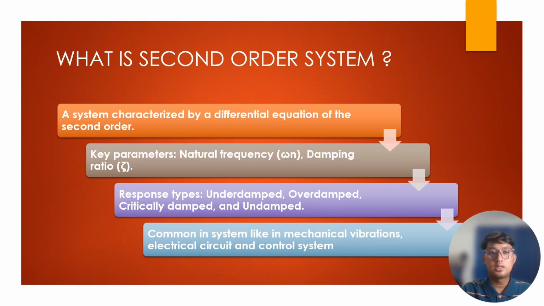So what is a second order system? It is a system characterized by a differential equation of the second order. The key parameters are natural frequency and damping ratio. The response types are underdamped, overdamped, critically damped, and undamped. It is common in systems like mechanical vibration, electrical circuits, and control systems.